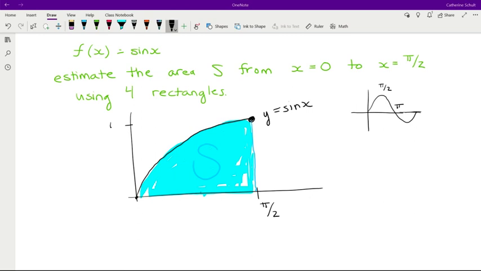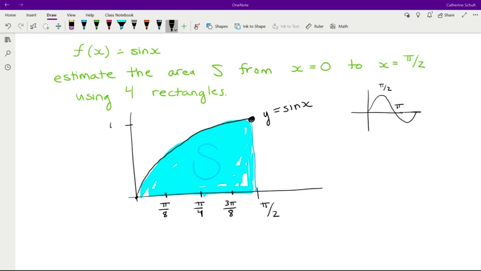I'm going to divide 0 to pi over 2 into 4 even widths for 4 rectangles, right? So all my rectangles are going to have the same width. And then let's see. So pi over 2 divided in half is pi over 4. So that's half of pi over 2. And then pi over 4 divided in half is pi over 8. So each one of these notches represents pi over 8. So there's 1 pi over 8, 2 pi over 8, 3 pi over 8, and then 4 pi over 8. Okay. And then we're going to create rectangles.